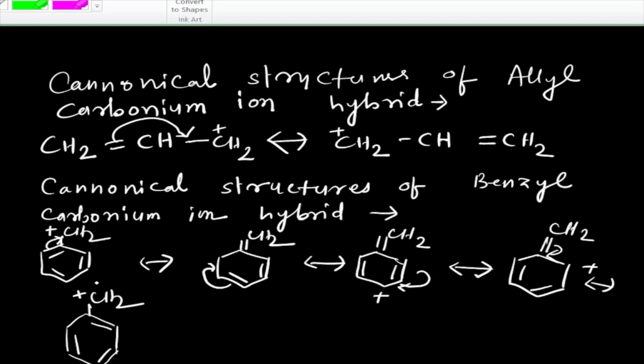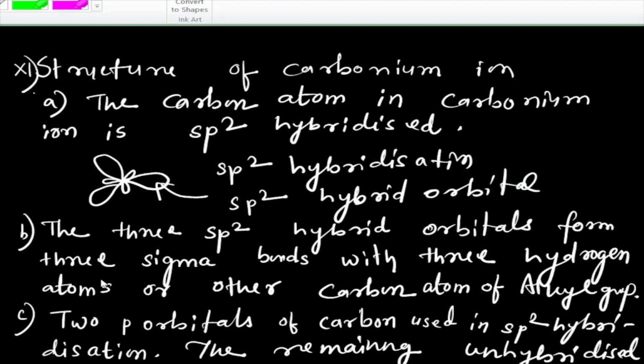Now see, this and this, they are called Kekulé structures, and here you can find the canonical structure of this one. Here only the pi bond is different. So if you see, this is the canonical structure of allyl carbonium and this is the structure of benzyl carbonium. Now, the structure of carbonium ion.